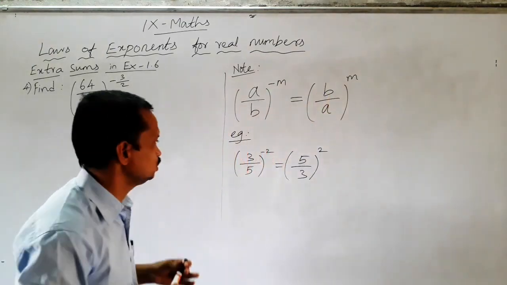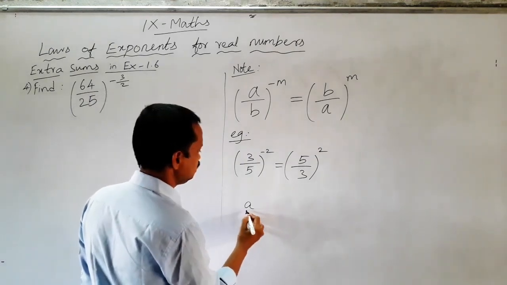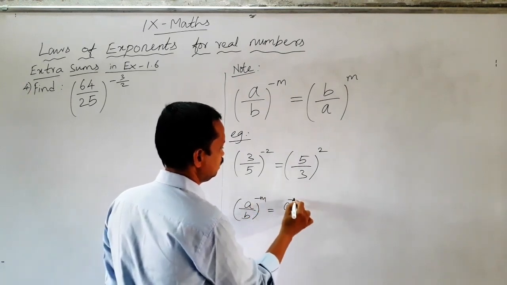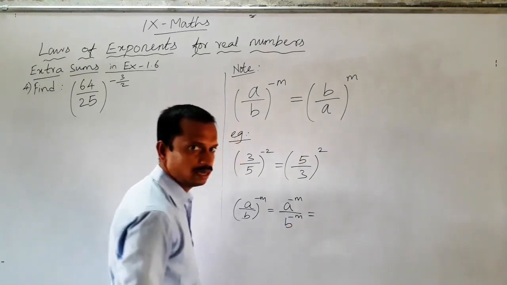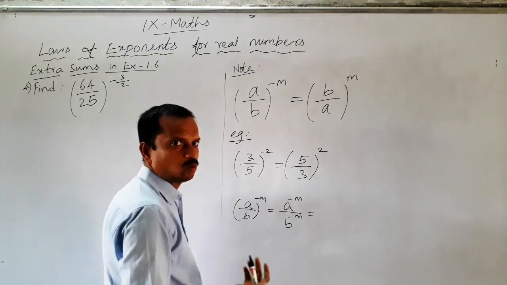So how is that? You see, I will explain this. a by b whole power minus m, we can write as a power minus m by b power minus m. Okay. Now a power minus m, if you take the reciprocal, what happens?